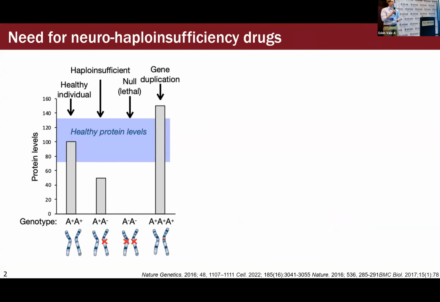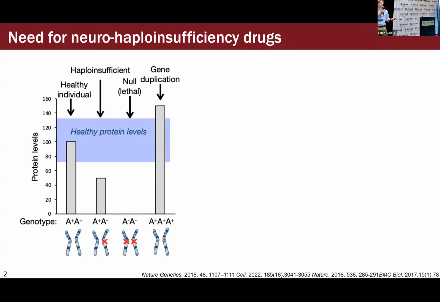Okay. All right, so I know it obviously doesn't need a lot of external validation for why we need drugs to go after neurohaploinsufficiencies, but I like to start with this little graph just to contextualize what we're going to be doing. So here at the bottom, we have examples of what a healthy genotype would look like, where you have two healthy alleles. And then on the y-axis, we have protein expression, where we have some level of protein that's in a healthy level for normal physiological function.